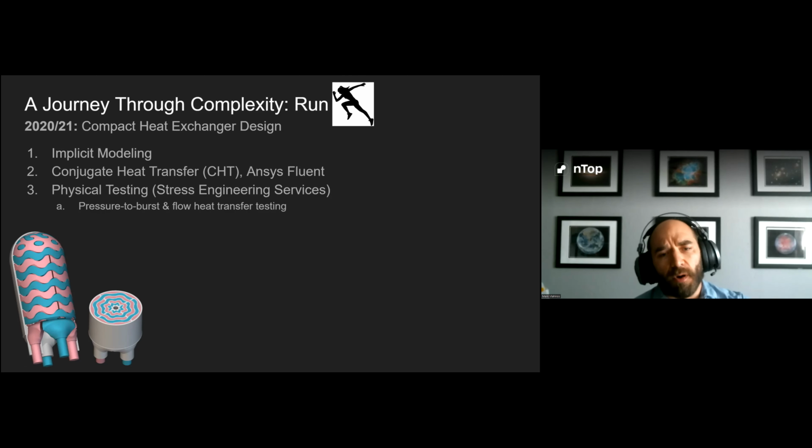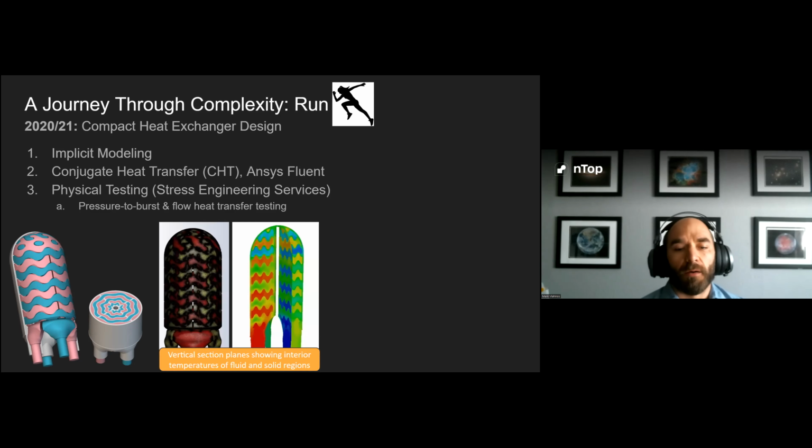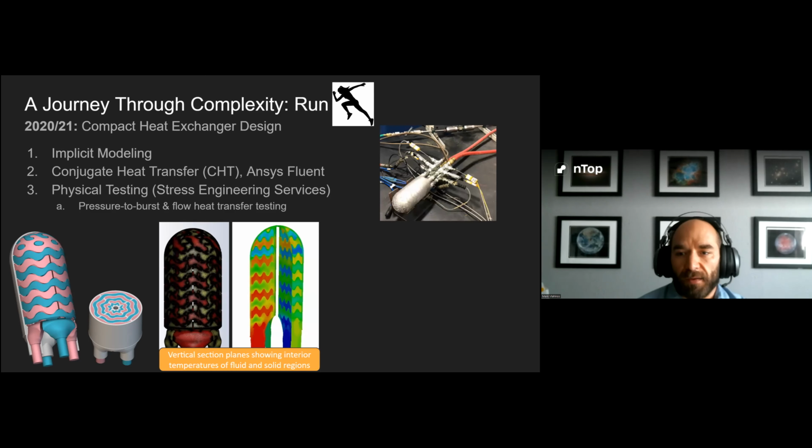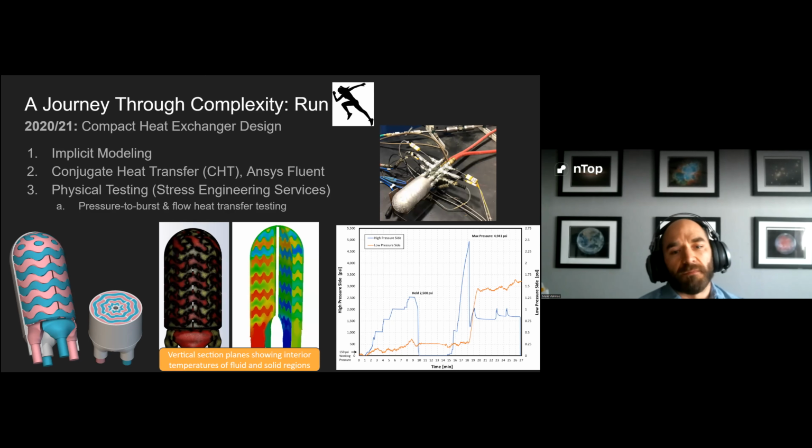And we partnered with a couple other companies to move through this study in ANSYS and Stress Engineering, where we can now run full-blown conjugate heat transfer analysis. So the vertical section planes that you see there on the right show the interior temperature distribution along the fluid and solid regions. We can start to test these structures now. So we can see the unit there on its test bed. We did pressure to burst and flow heat transfer testing.